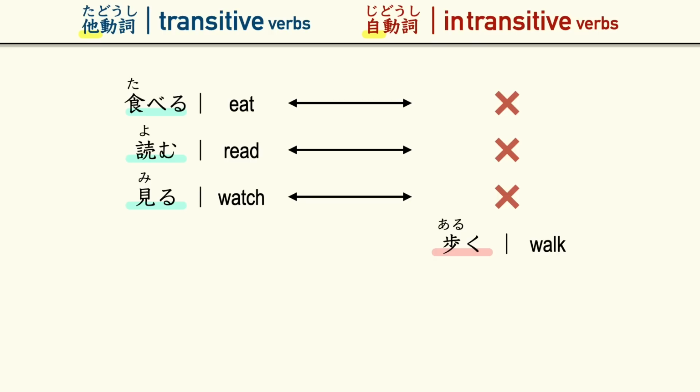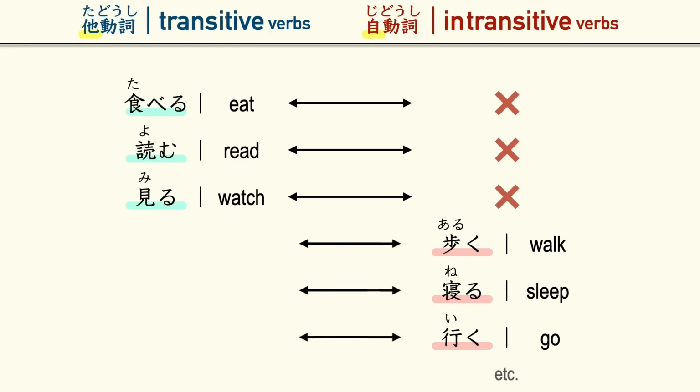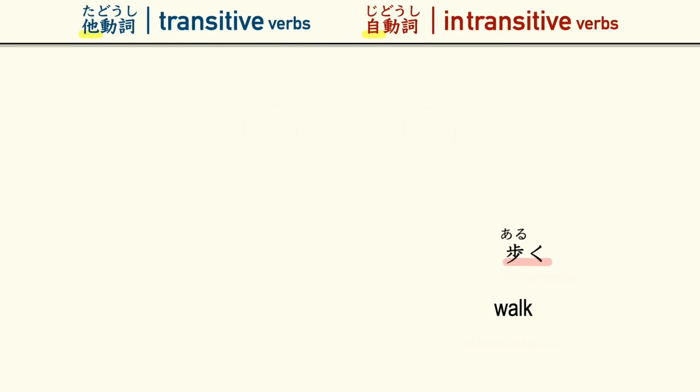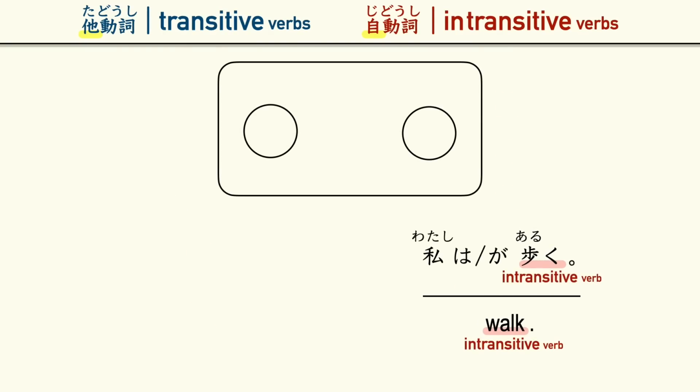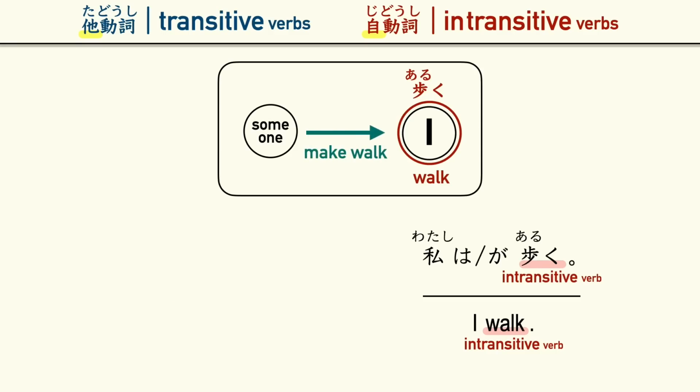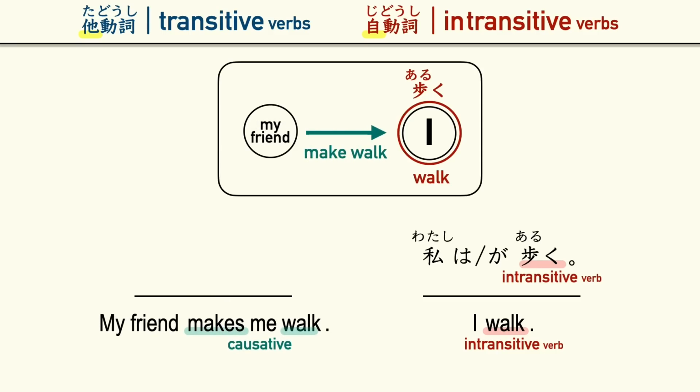Like 歩く walk, 寝る sleep, 行く go. There are also a lot of intransitive verbs that don't have a transitive pair. 私は歩く. I walk. The transitive version of this sentence doesn't exist. If there is someone who causes you to walk, you can use the causative form. My friend makes me walk.